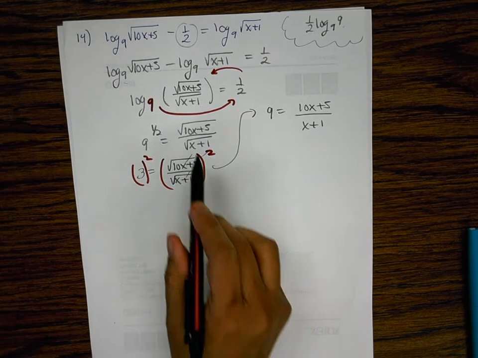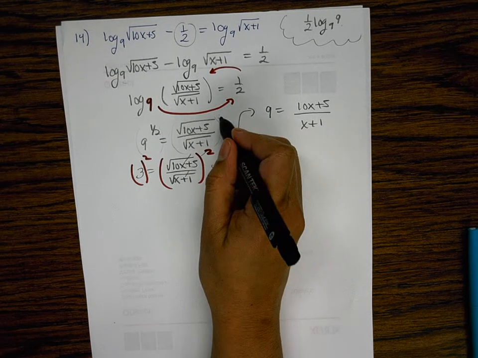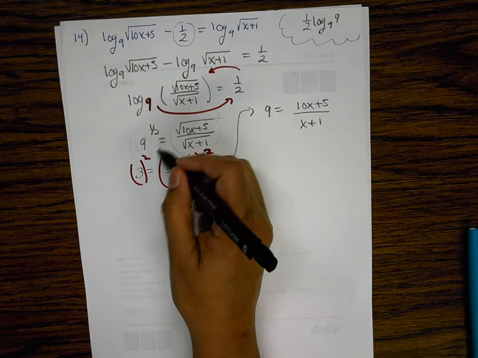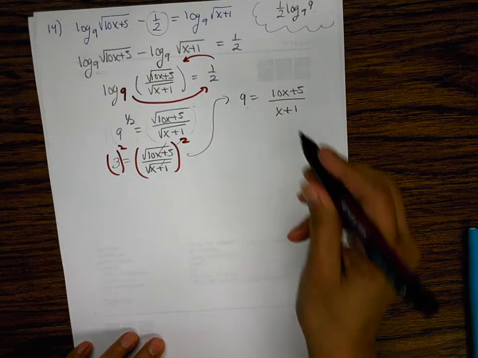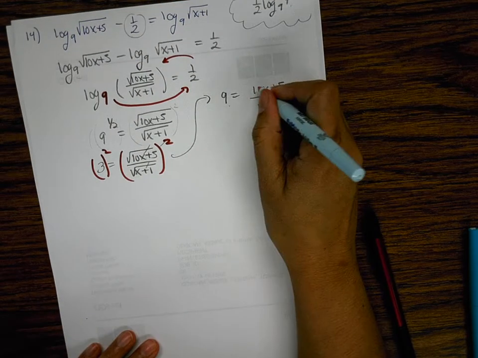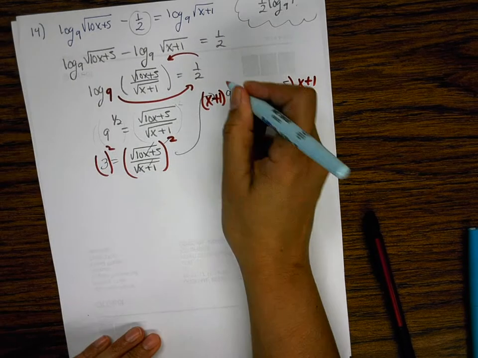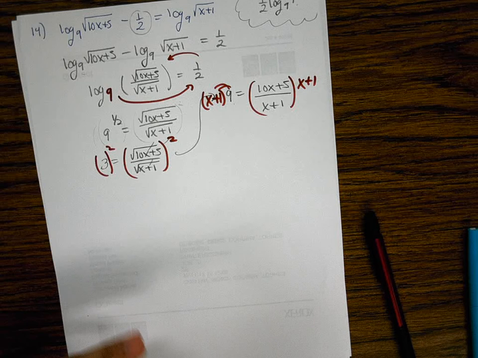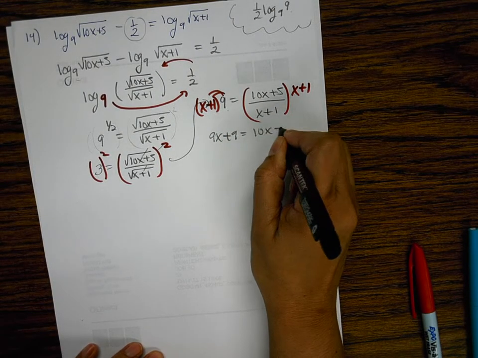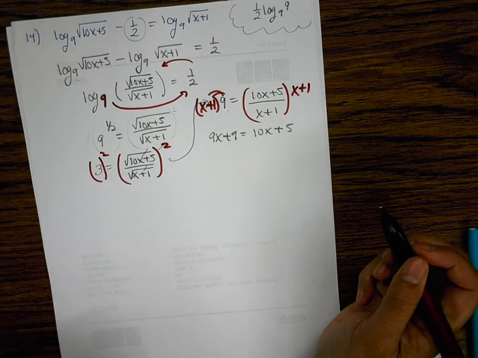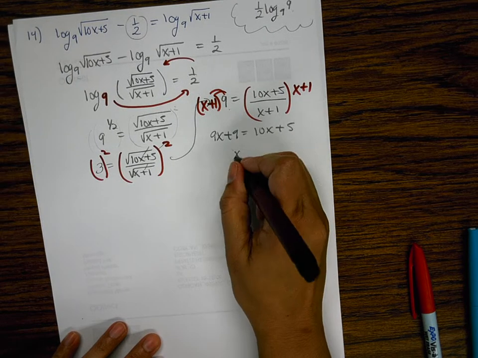Now, the reason I said earlier you don't have to take the square root is that if you had squared right here, squaring the 9 to the 1/2 would undo the 1/2, leaving you with 9. Your choice on how you do it. All right, I am going to multiply both sides by x plus 1. Distribute the 9. 9x plus 9 equals 10x plus 5. Subtract the 9x, subtract the 5, x equals 4.